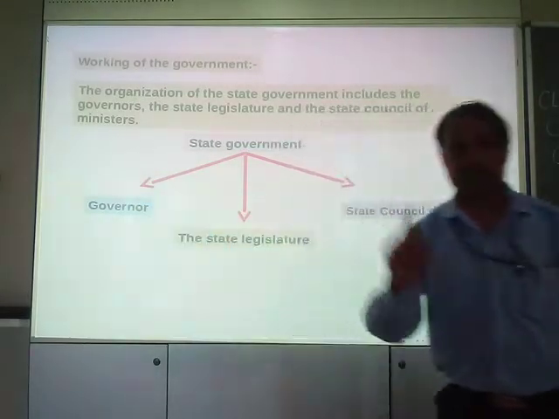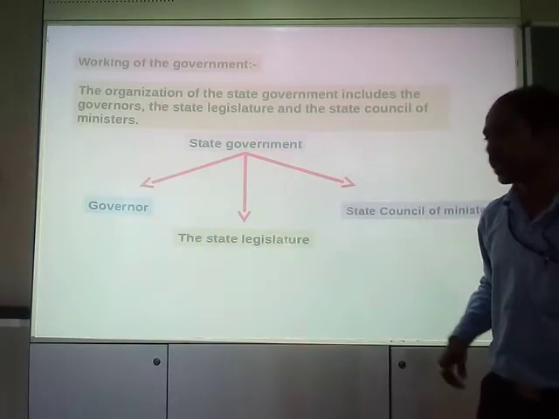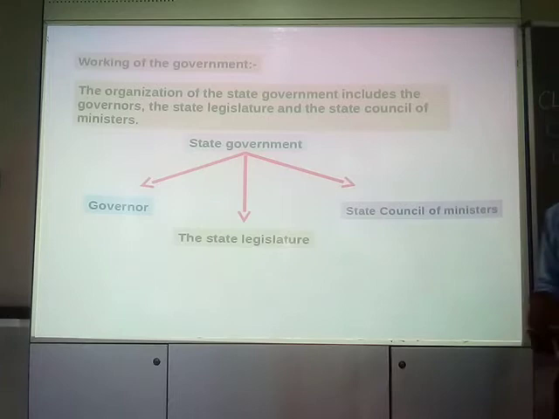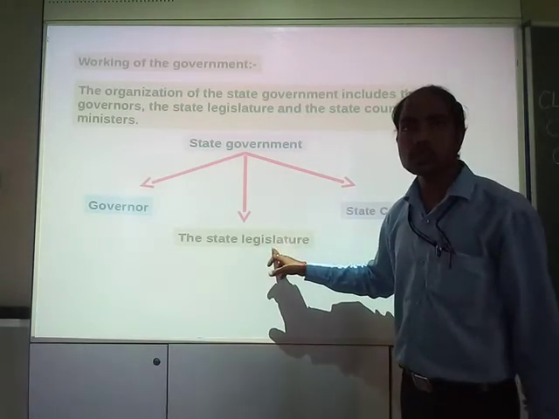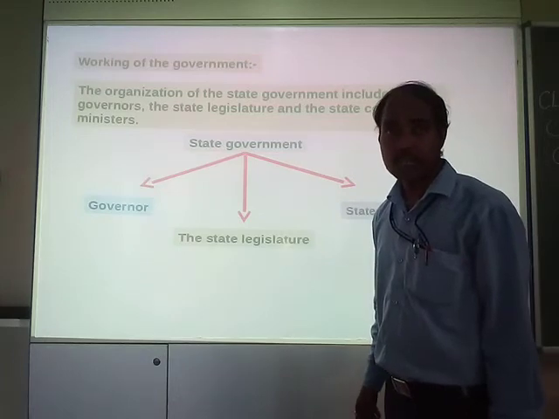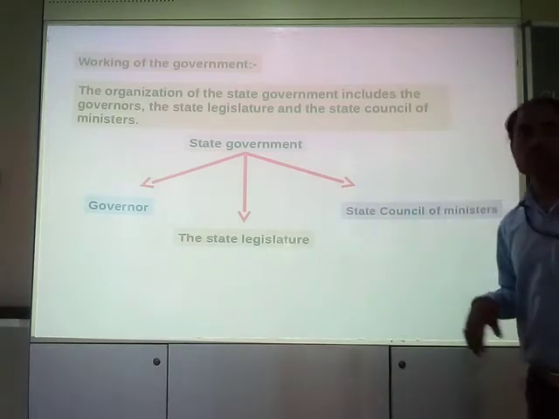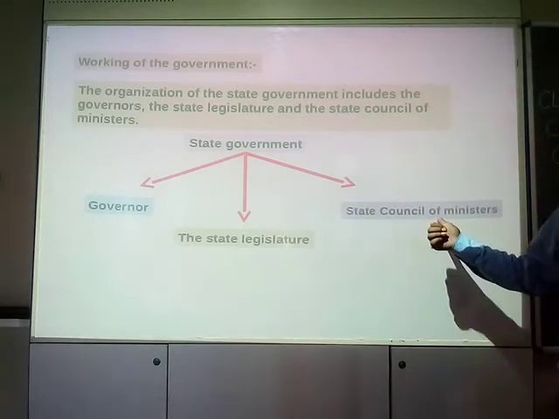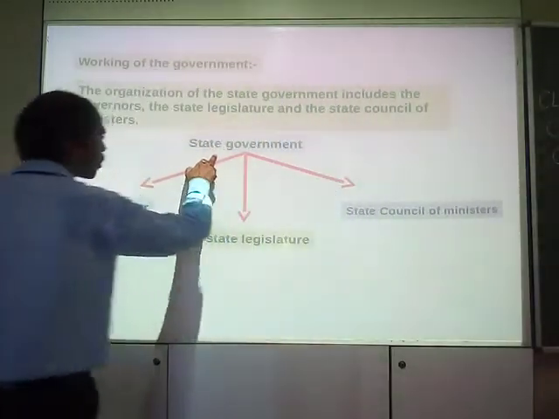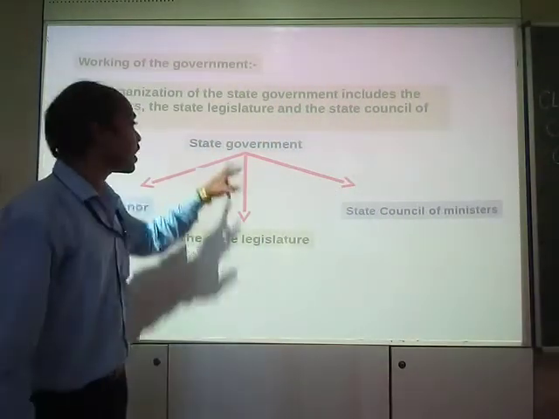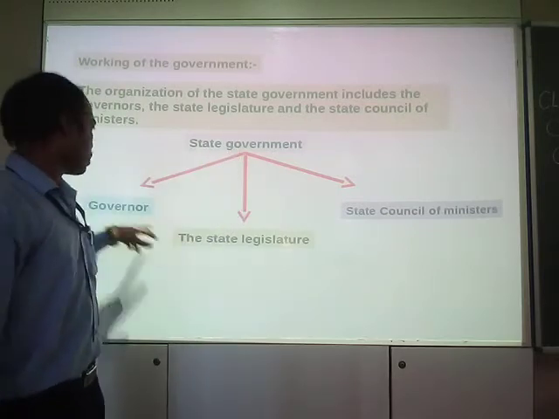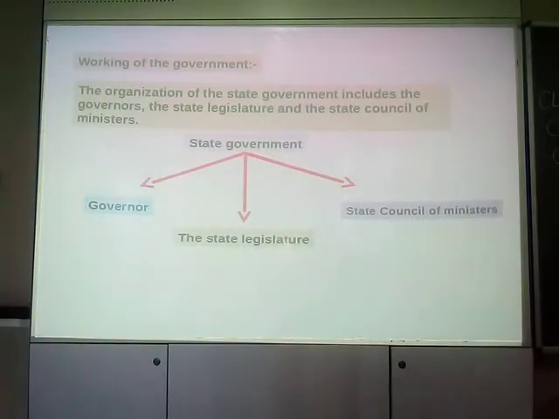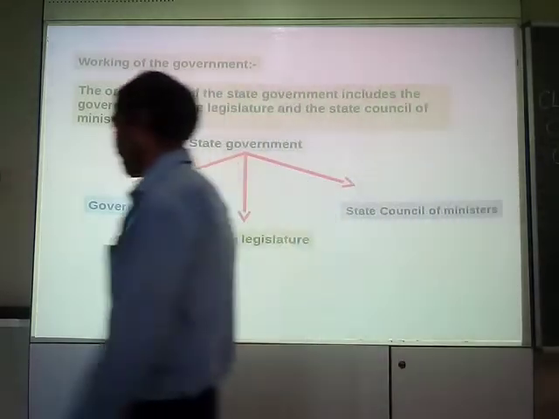It is governor, first thing. Yes, it is governor, state legislature and state council of ministers. Clear? The state legislature you can also say comprises the legislative assembly. The state council of ministers, all the council of ministers including the CM, chief minister, are included inside this category. So the state government is made up of governor, state legislature and state council of ministers. Always remember. Okay, yes.